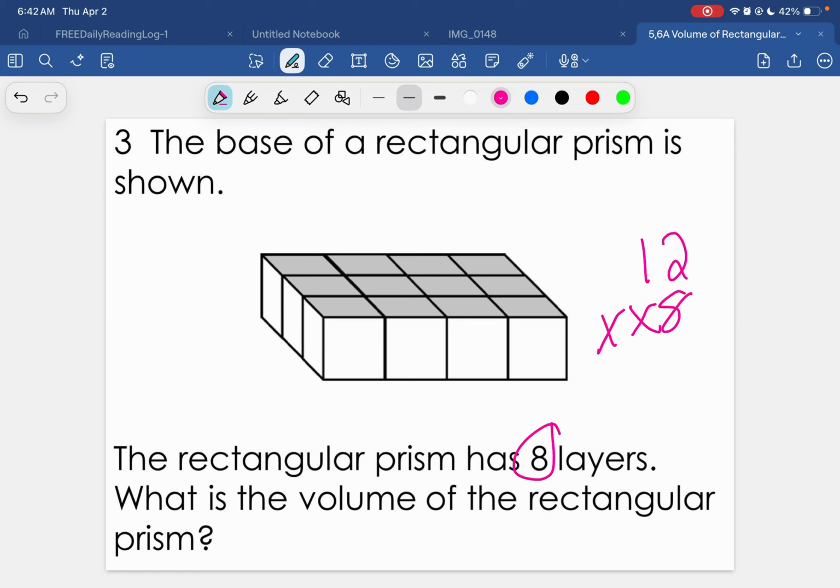So because I've talked so much and I feel like I'm just talking to kids, 16, carry my 1, 8, 96. So it'd be 96 units cubed.